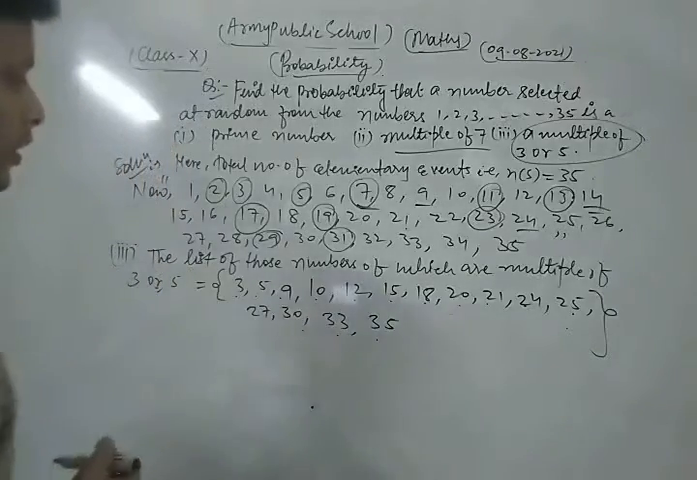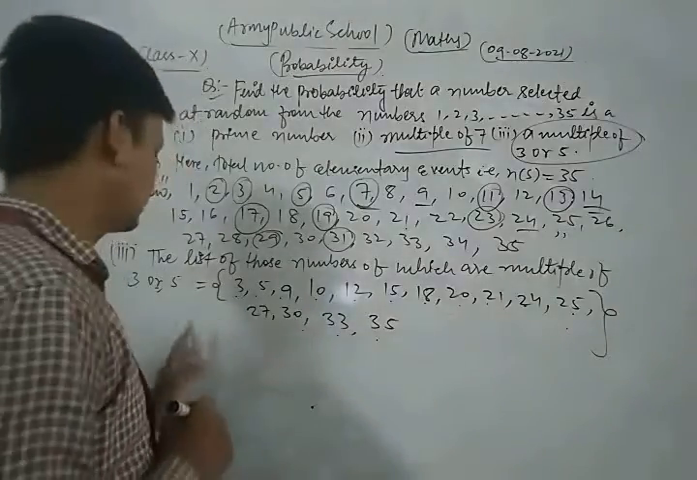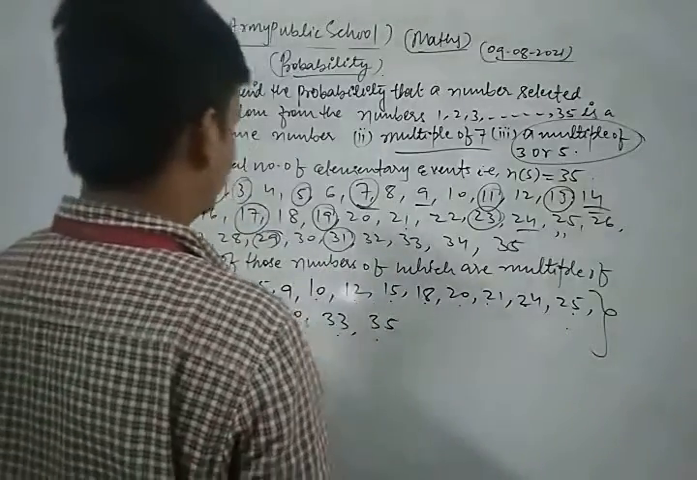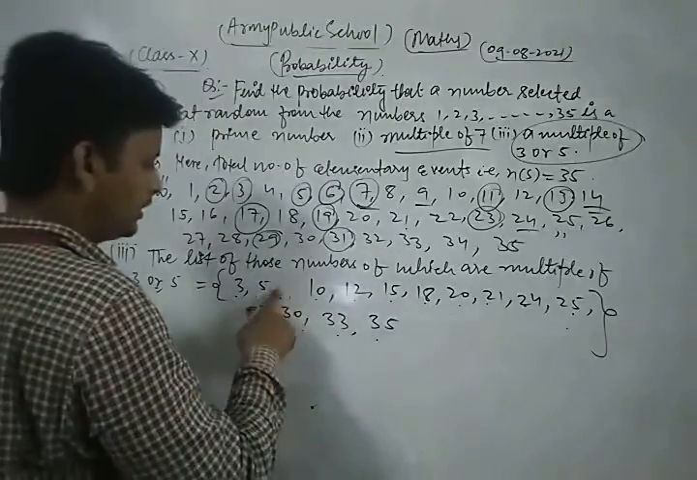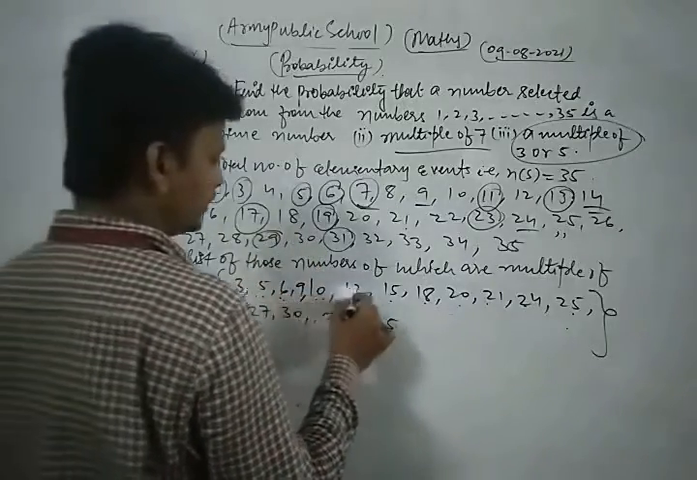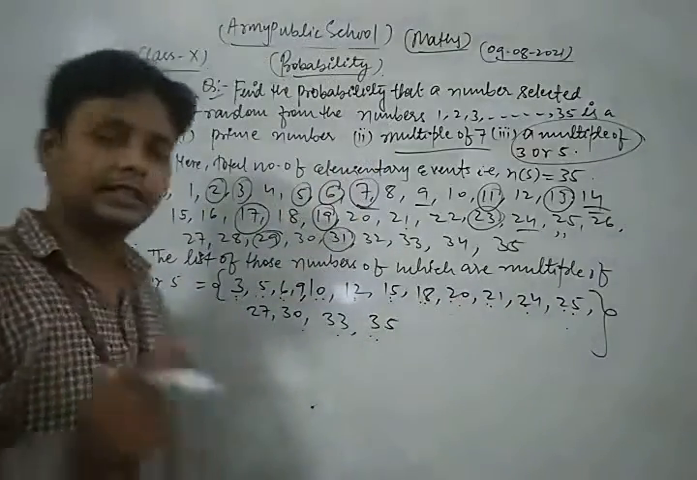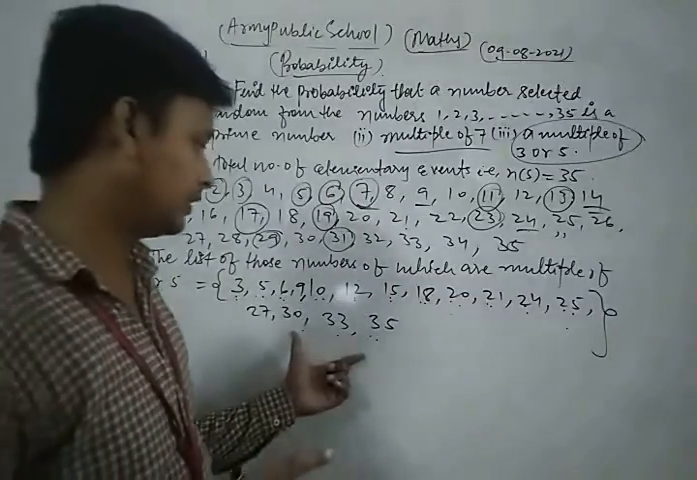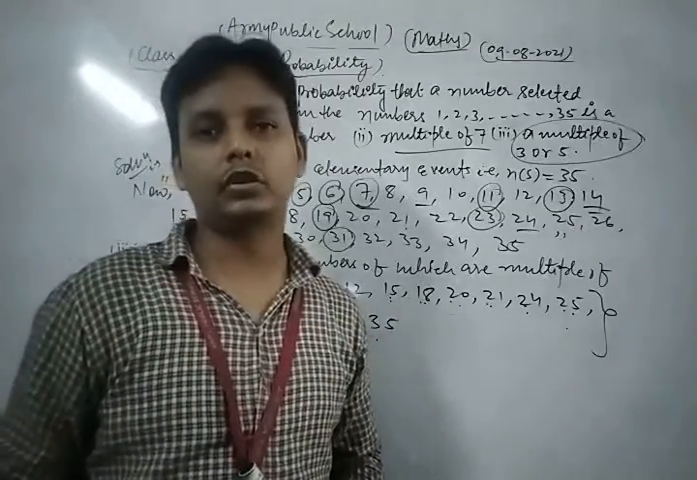One number is missing there. Look, once more time. So we find the list of those numbers which are multiples of 3 or 5. So first number is 3, second 5. Oh, 6 is missing there. 6 is also a multiple of 3. So here we missed 6 and 9 after that. Okay, now look how many numbers are there? 1, 2, 3, 4, 5, 6, 7, 8, 9, 10, 11, 12, 13, 14, 15, 16. Thus there are 16 numbers which are multiples of 3 or 5.